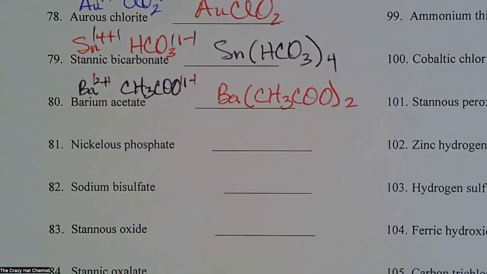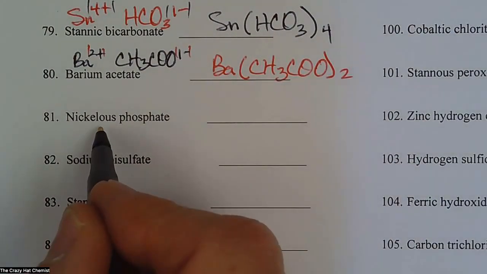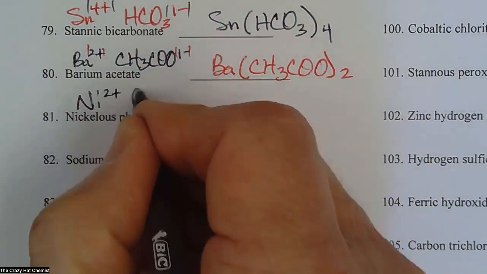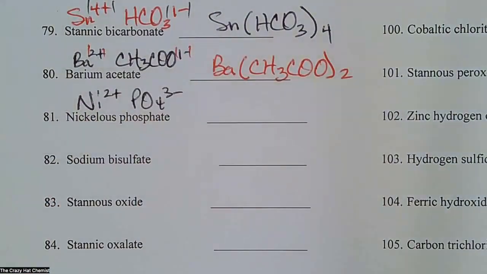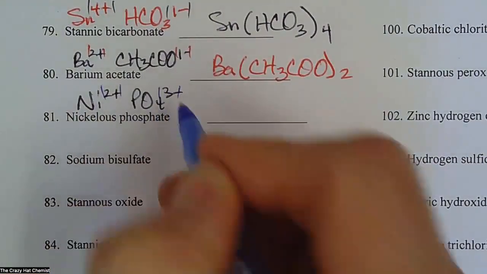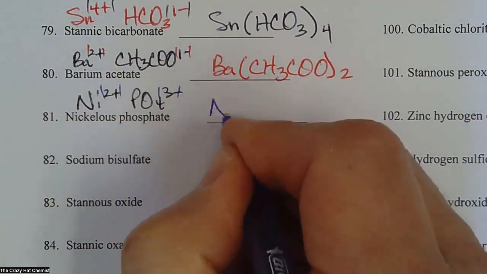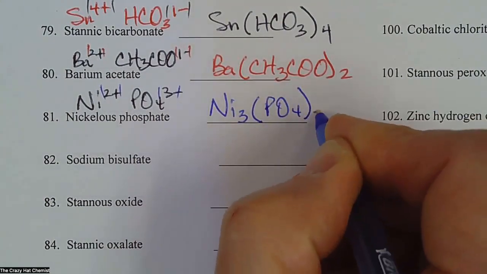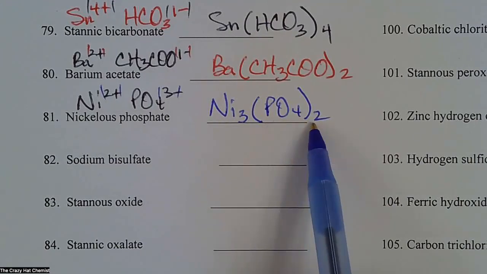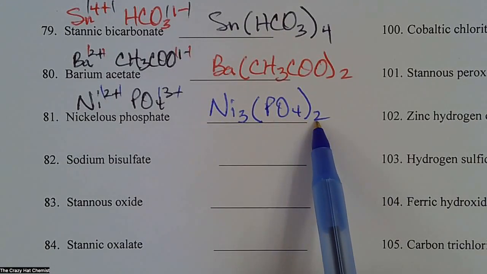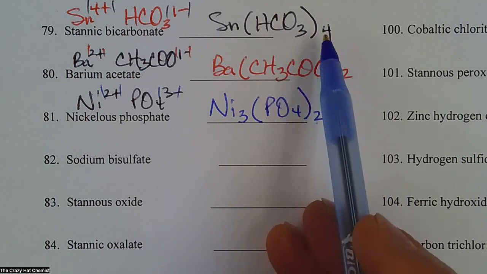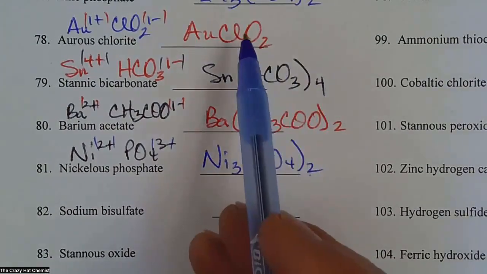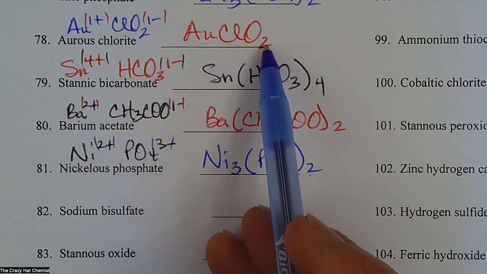I'm going to slide this up a little bit here. There we go. Next one is nickelous, and that's Ni with a 2 plus, phosphate PO4 3 minus. Absolute value of these two numbers, flip the numbers, bring it down. Ni3, parentheses, PO4, parentheses, and a 2. Notice that you need parentheses when you have more than one of a polyatomic ion. When you don't have more than one of a polyatomic ion, you don't need the parentheses.